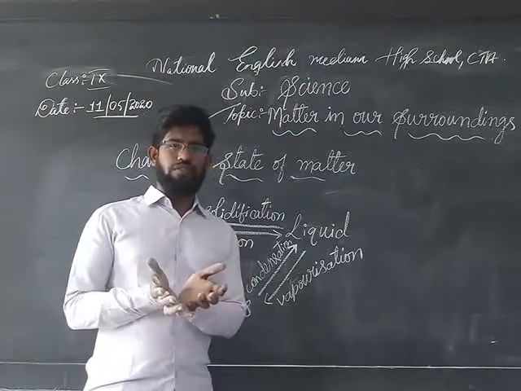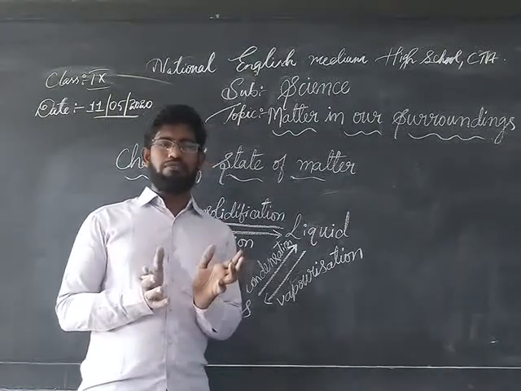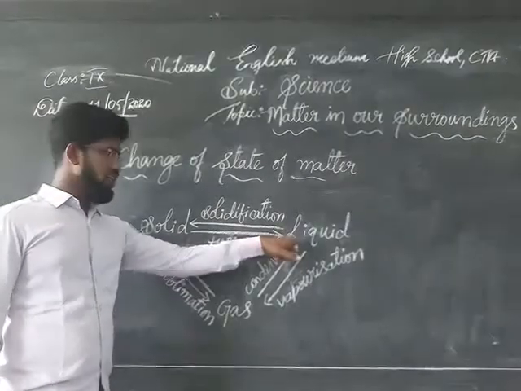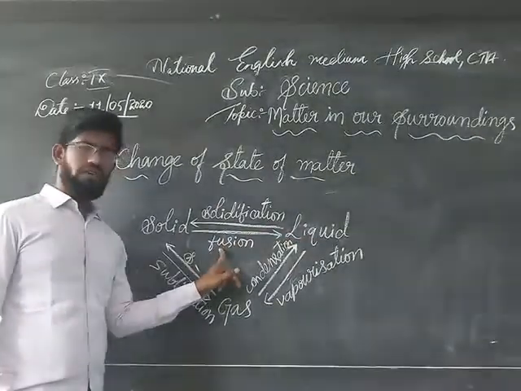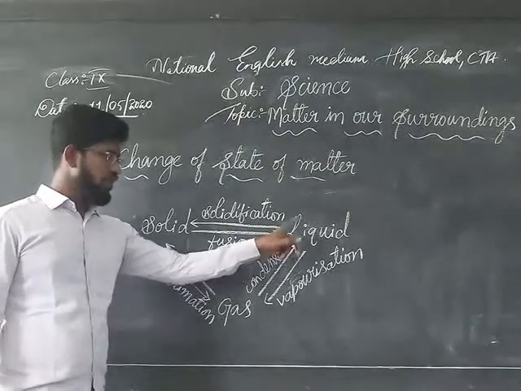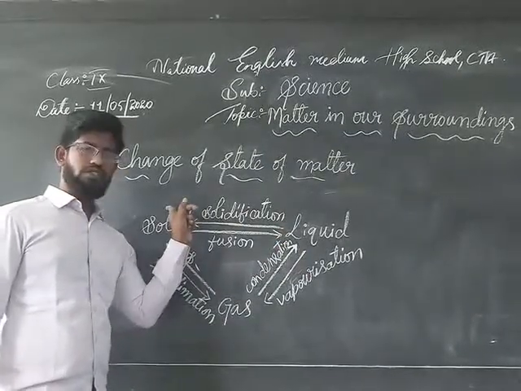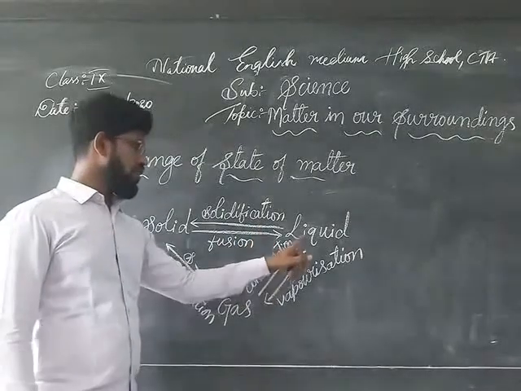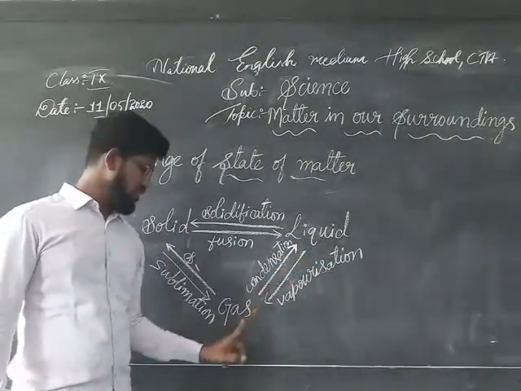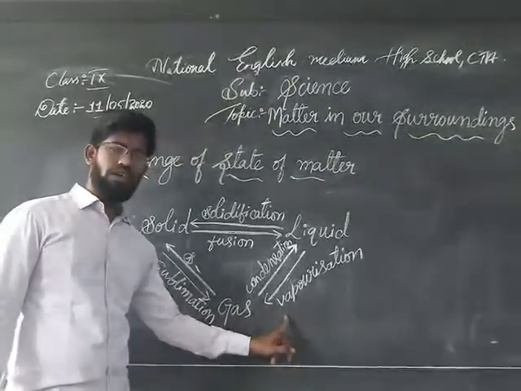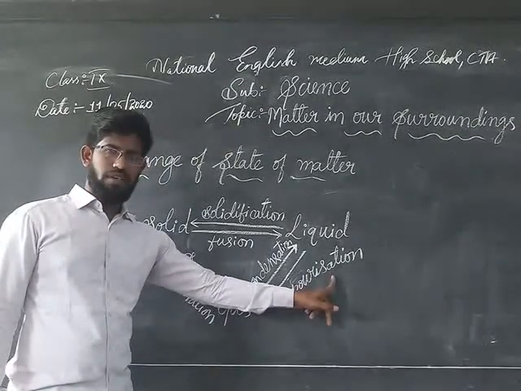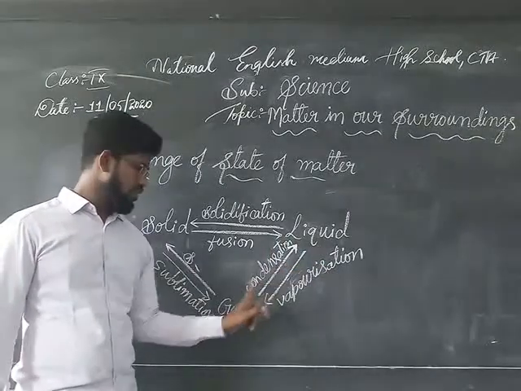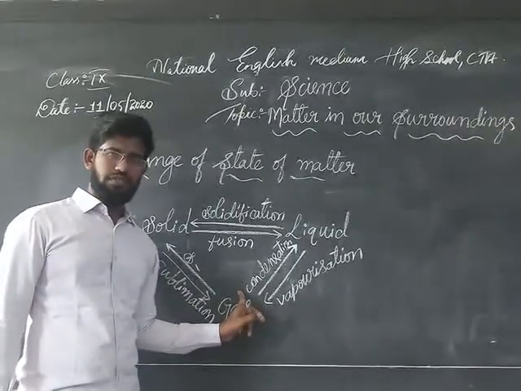Now see overall how the state of matter will change. The solid will change into liquid state through the process called fusion, and the liquid will change into solid through the process called solidification. Like that, the liquid state will change into gaseous state through the process called vaporization. And the gaseous state will change into liquid state through the process called condensation.